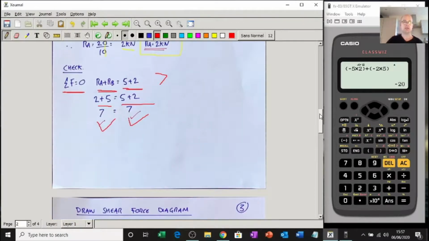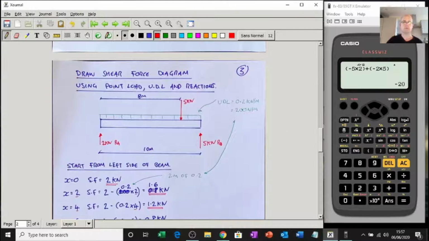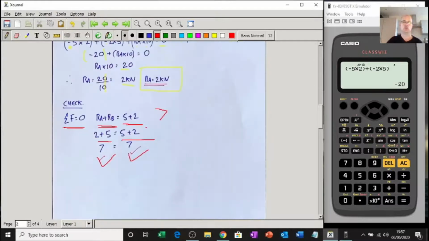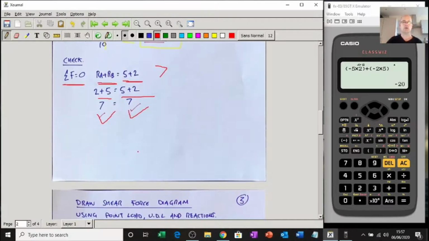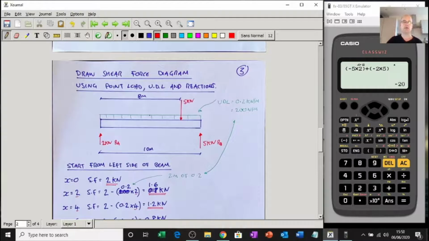So now we've got the reactions. Draw a shear force diagram using point load, UDL and reactions. Like I've said in a previous video, when we're doing this shear force, you need to use the UDL. You've got to use the UDL. Don't use it like that because it's slightly different, because you've got a point load rather than a UDL. We've got a UDL, we've just converted the UDL there into 2 kilonewtons to make it easy for us to work out the reactions. So when you're doing the shear force diagram, you need to really put the UDL back in and use it.